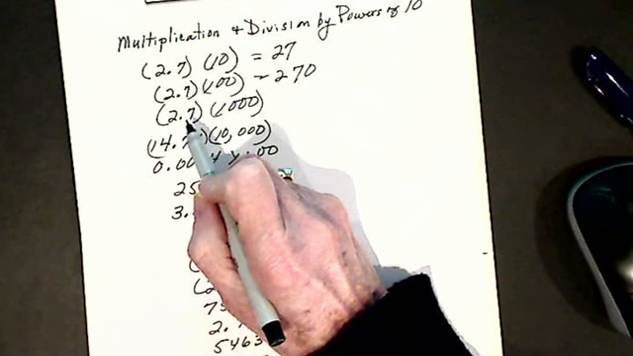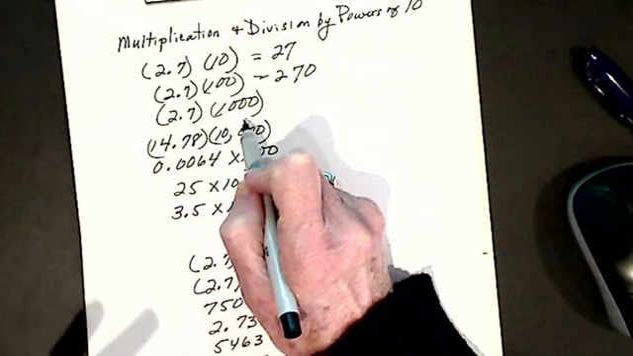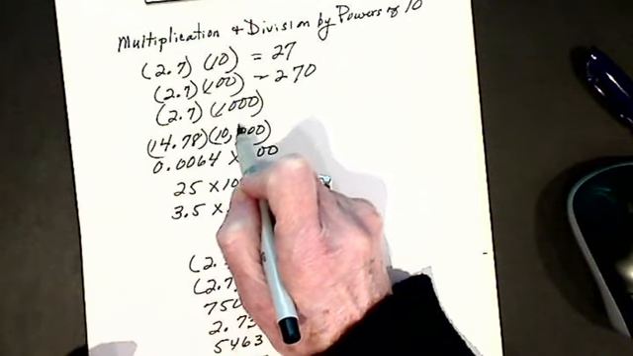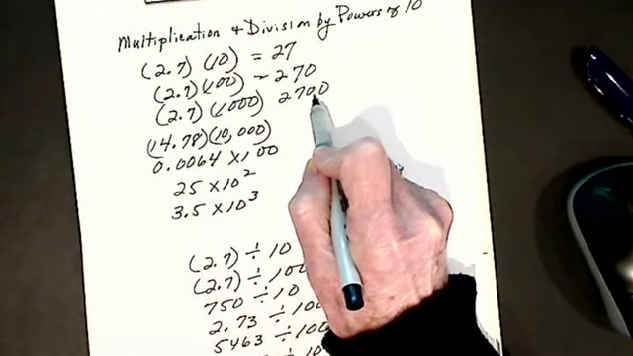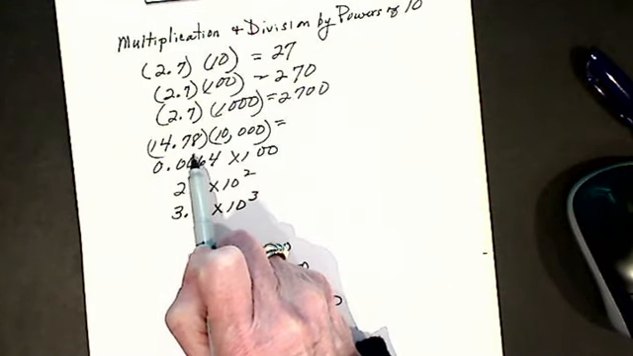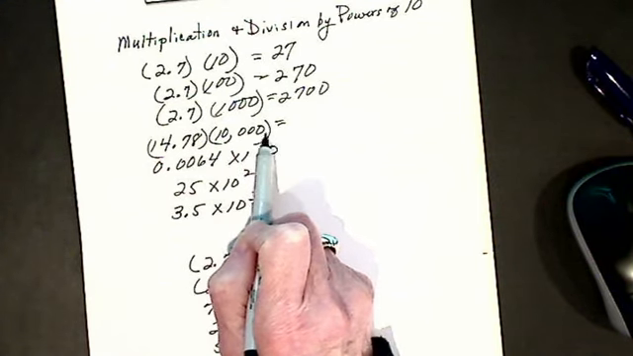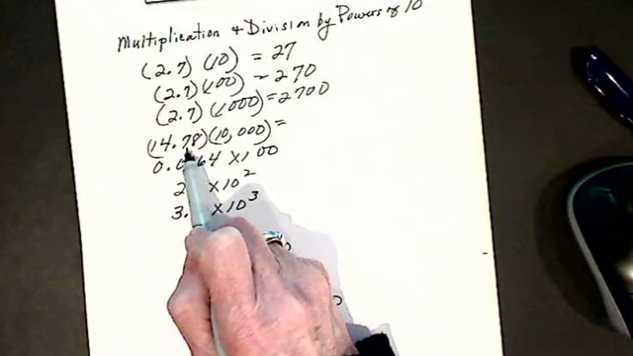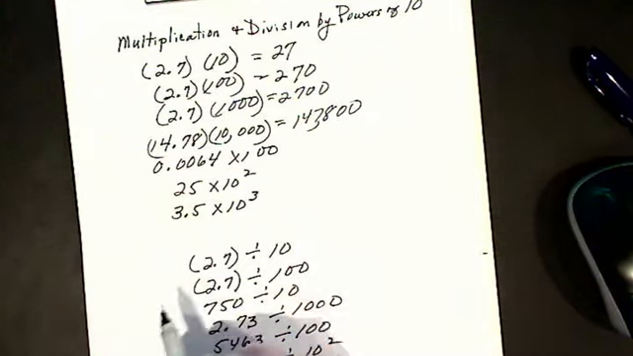If I have 2.7 times 1,000, I got to move the decimal. I don't add 3 zeros like in whole numbers. In decimals, I move the point the number of zeros. So I got to go 1, 2, 3. So I'm going to get 2,700. If I want 1478.78 times 10,000, I have to move the decimal 4 places to the right. So I go 1, 2, and I'm going to have to add 2 zeros.